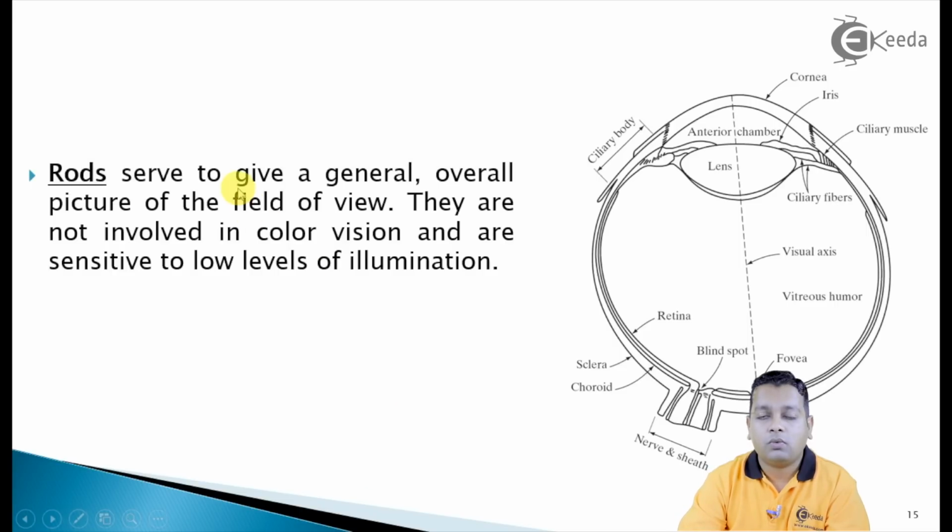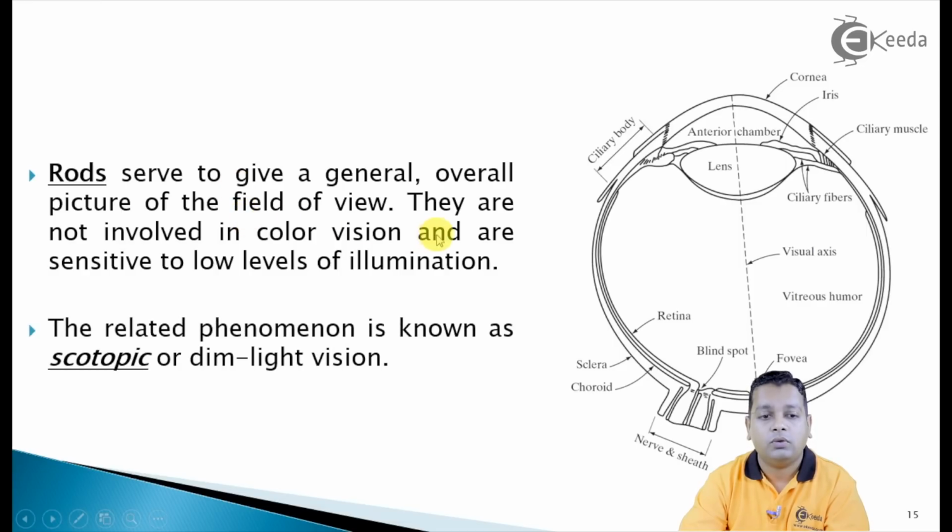Now the rods serve to give a general overall picture of the field of view. They are not involved in color vision and are sensitive to low levels of illumination. The related phenomenon is also called scotopic or dim light vision. Earlier, the vision because of the cones was photopic. Here it is scotopic vision because of the rods.